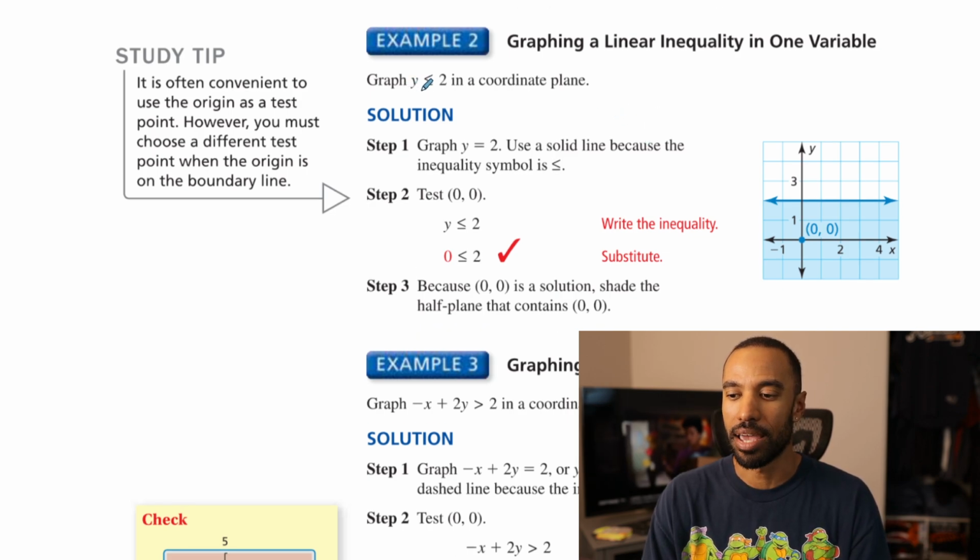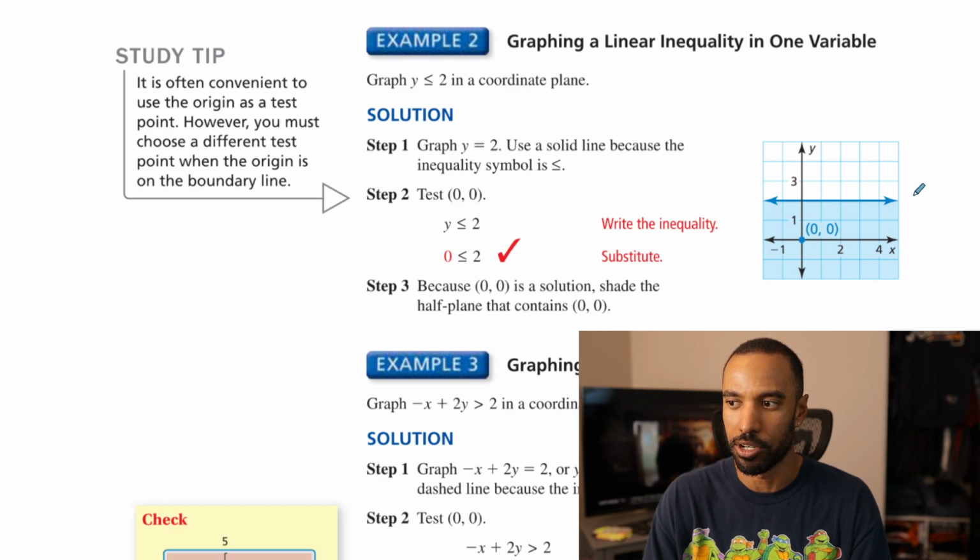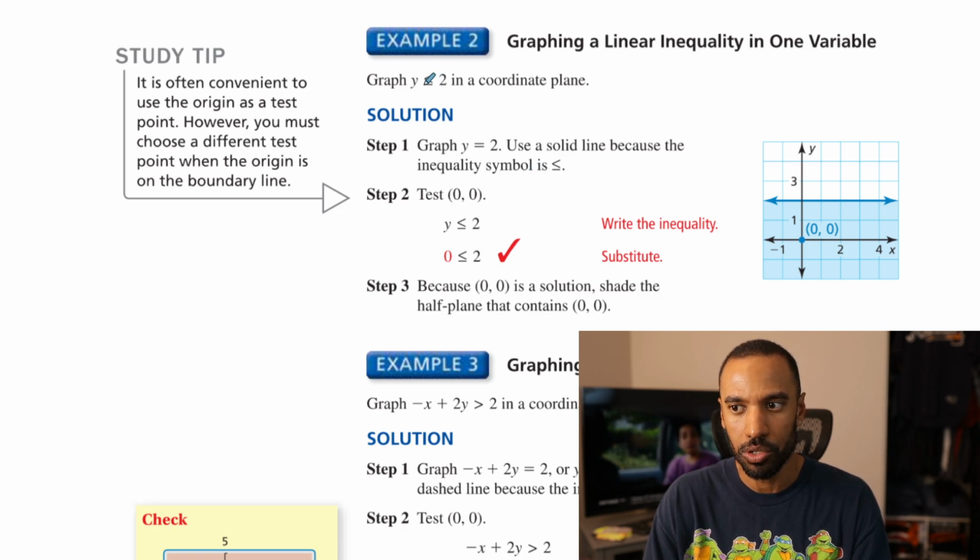So they say graph y is less than or equal to 2 in a coordinate plane. Now y equals 2 is what we're going to draw first. It's that horizontal line across the y-intercept of 2, slope of 0 like that. Notice since it's now less than or equal to, because it's still equal to, we will use a solid line. So graph y equals 2, just as you normally would.